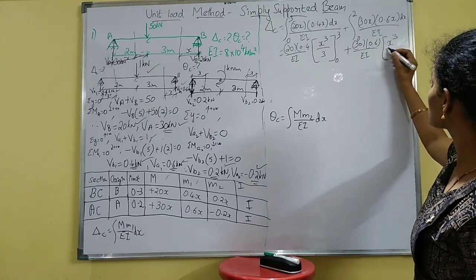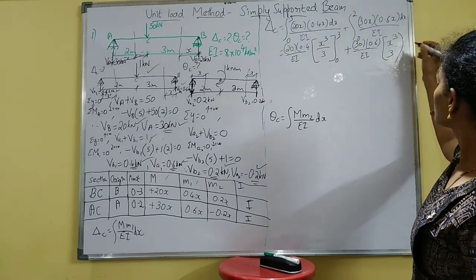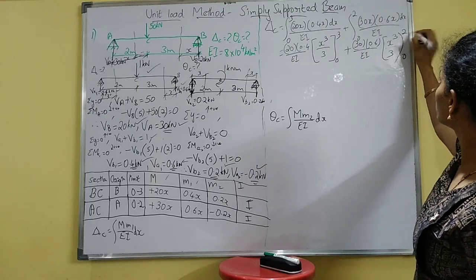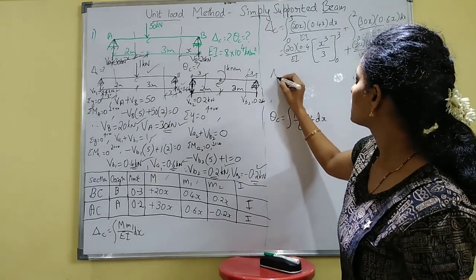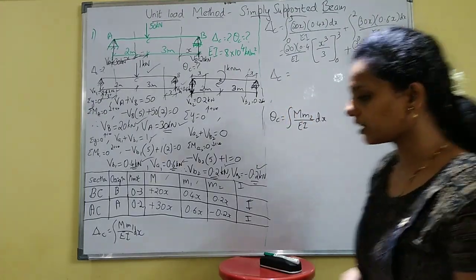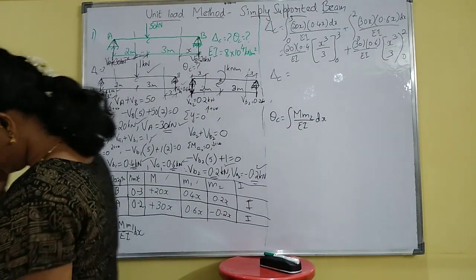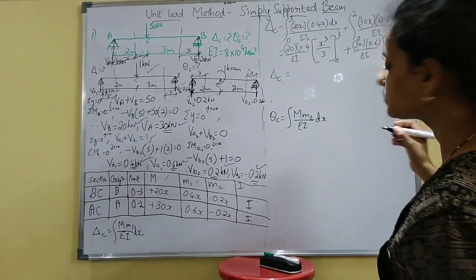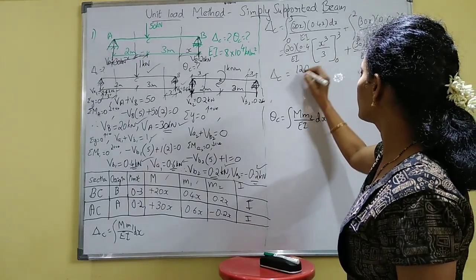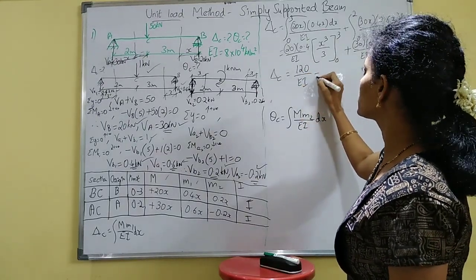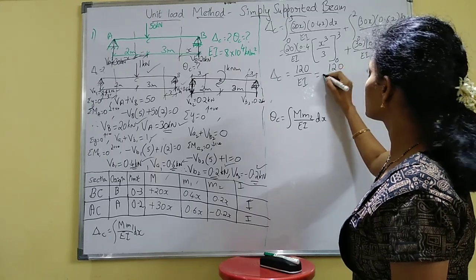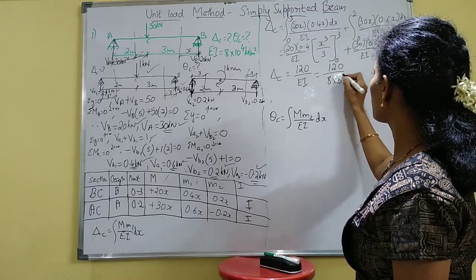Integration of x square is x cube by 3, from 0 to 2. Just simplify and get the value. Delta C is nothing but 120 by EI. Substitute EI, which is 8 into 10 power 4.